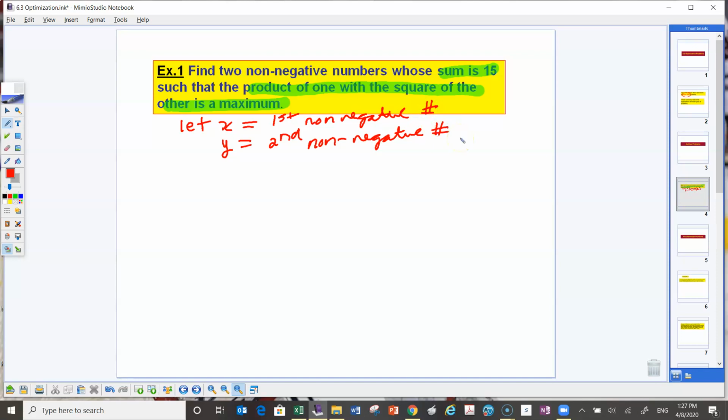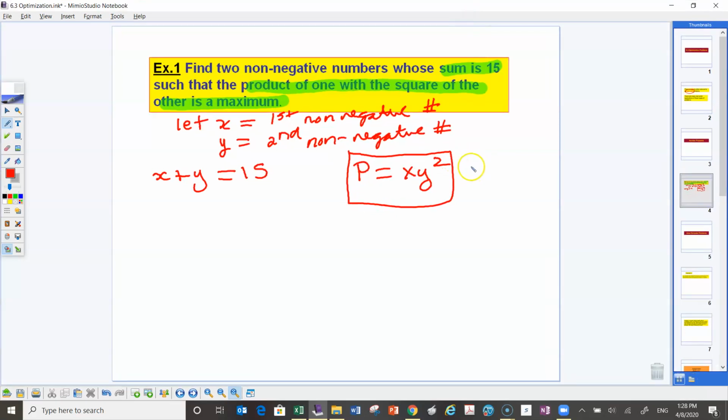Okay, so now we want to develop two equations. The first equation is quite easy. It says the sum of these two numbers is 15. So x plus y is equal to 15. And the second equation comes from the second statement that says the product of one number with the square of the other is a maximum. I don't know what the product is, so I'm just going to call it the product, which is one number with the square of the other. Eventually, this is the one that I want to maximize, the product.